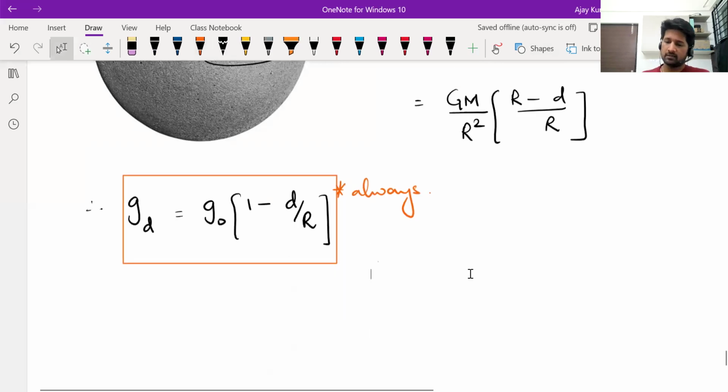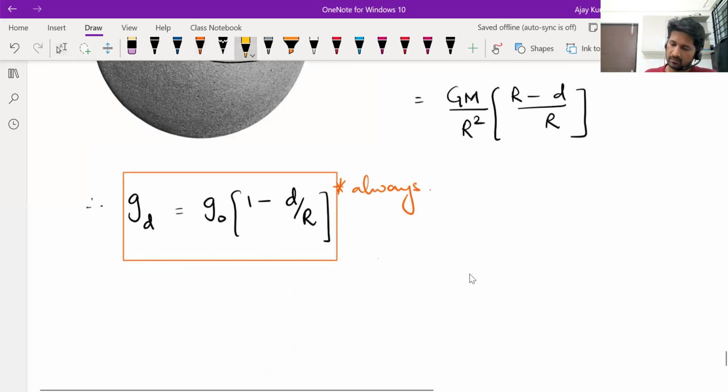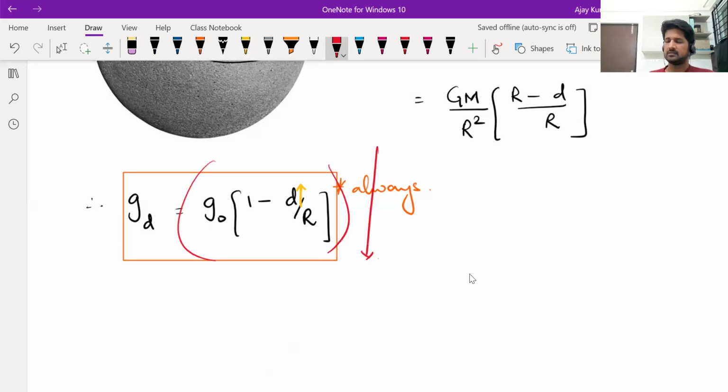And observe this formula as you go deeper into the planet. As depth increases, see, depth is in the numerator, but there is a minus sign before it. It's getting subtracted, 1 minus d by r. So as depth increases, gravity as a whole decreases. So from the surface, if you go deeper into a planet, gravity will decrease. And when d is equal to capital R, d by r becomes 1, 1 minus 1 is 0. Gravity is 0. That means at the center of a planet, gravity is 0. Makes sense?